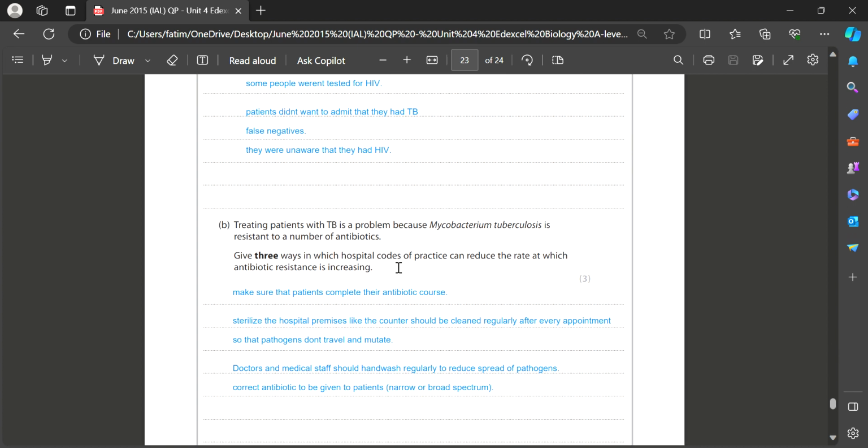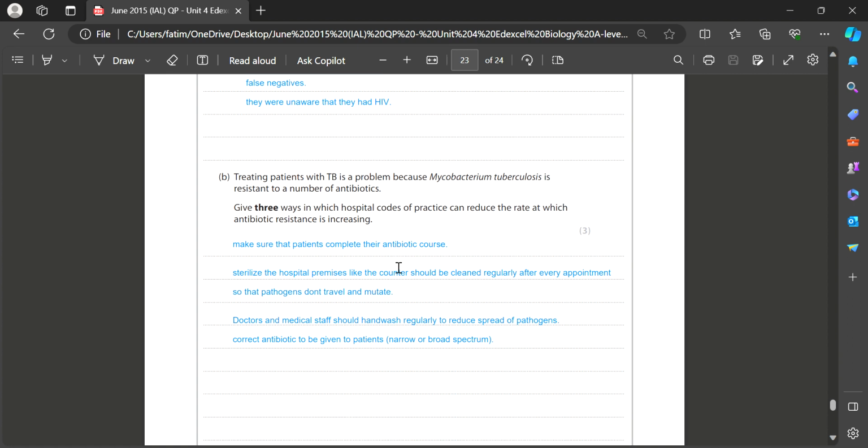The next one is also relatively simple. We need to tell about hospital codes of practice, which reduce the rate at which antibiotic resistance is increasing. So obviously one of the most major reasons will be because people don't complete their antibiotic course. And obviously that has a huge impact, because if they don't complete their course, that means that there's still some bacteria that's living inside their body, and they're going to mutate, and then it's going to grow resistant. So we need to stop that resistance.